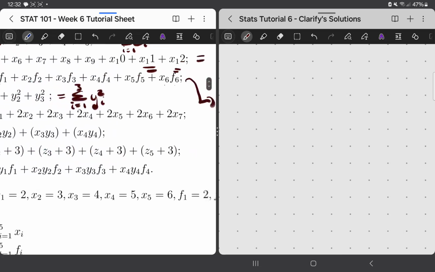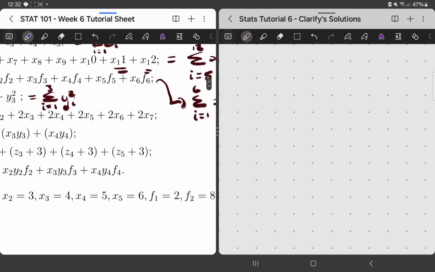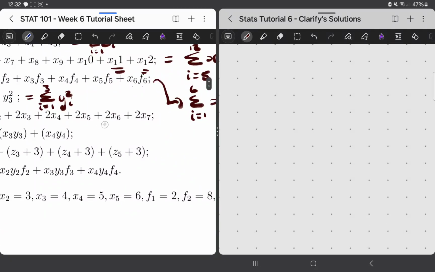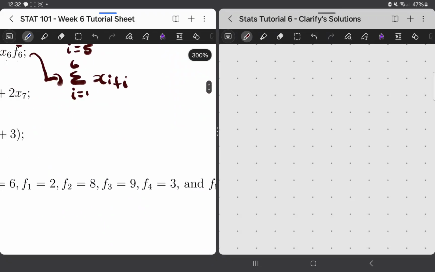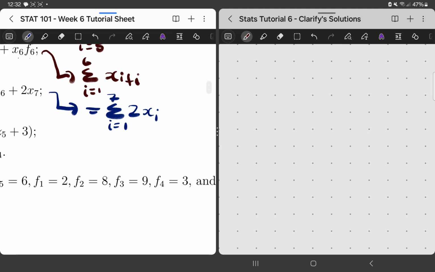Now we have here 2x1, 2x2, 2x3. Can you see that 2 is not changing? Yes, it's only the x that is changing, from 1 up to 7. So we can say that this is going to be equal to the summation of 2 is just there, it's not changing, but x is the one we'll put an i on. Then we say from 1 up to 7.